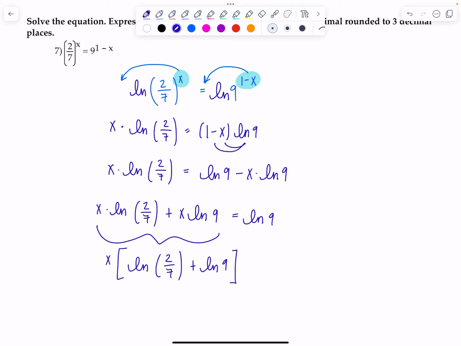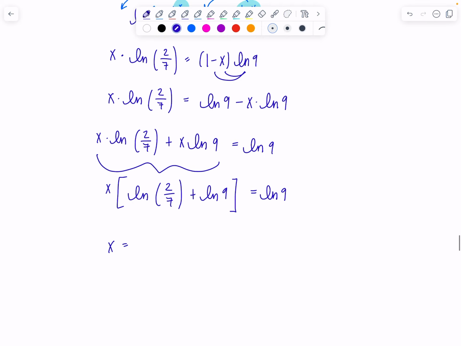If you want, you can combine these two using your log properties, make it ln of 18/7, but I didn't require that. Some students did it though, okay? It does make it easier to punch into your calculator at the end. The problem asks for the exact answer, which is going to be this one right here, all in terms of natural log. You also could have used common log on both sides, okay? This is the exact answer.